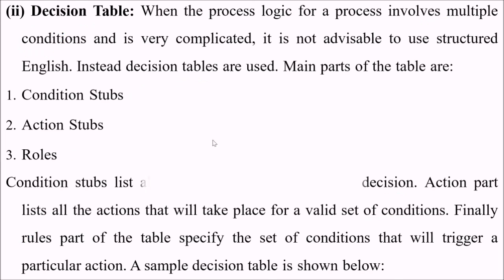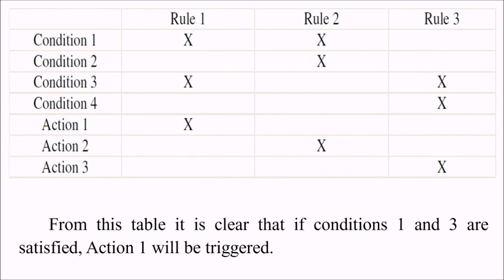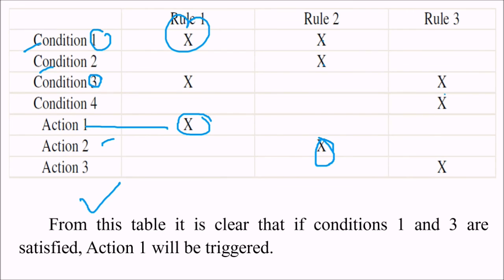So we'll see, this is a table. You have these conditions and actions, and these are the rules which are applied. From this table, it is clear that if conditions 1 and 3 are satisfied, action 1 will be triggered. If conditions 1 and 2 are satisfied, action 2 will be triggered. If conditions 3 and 4 are satisfied, action 3 will be triggered, like this.